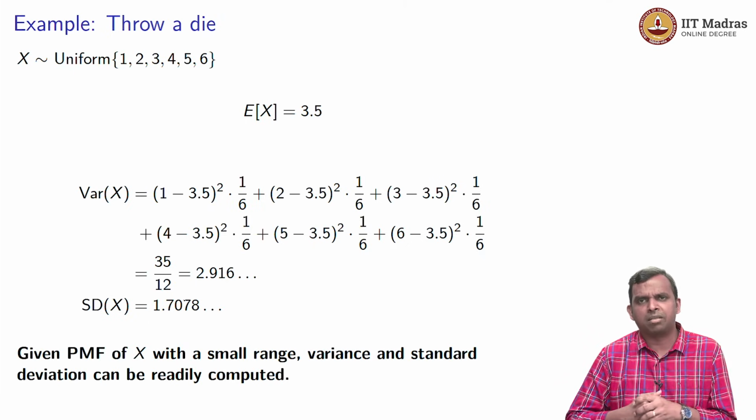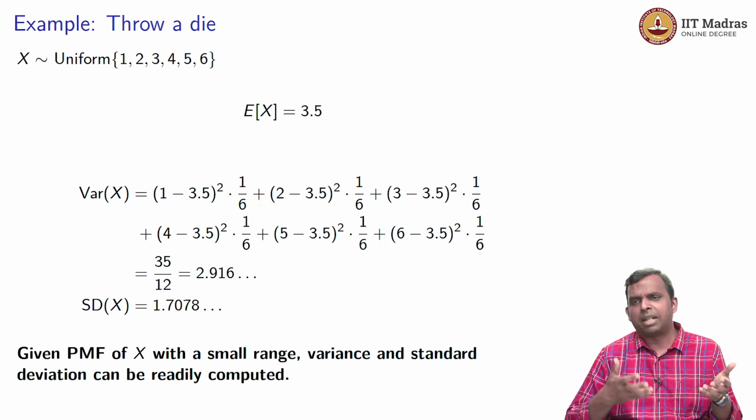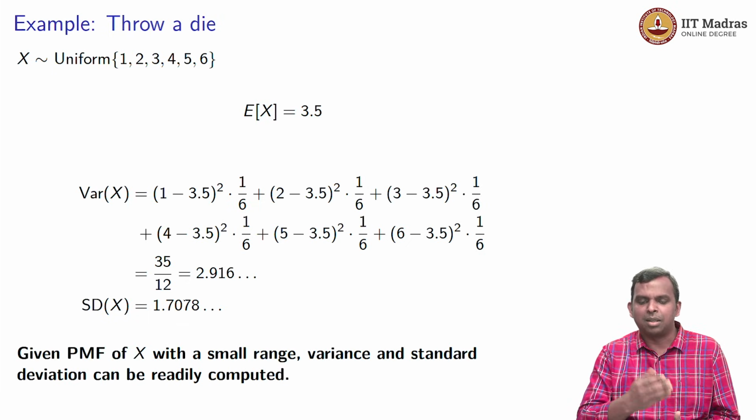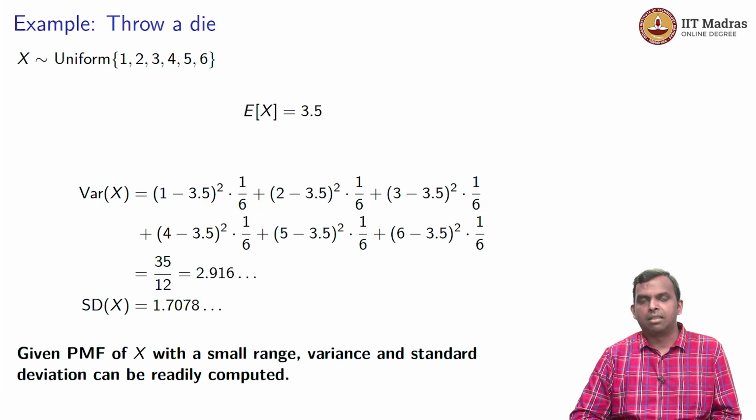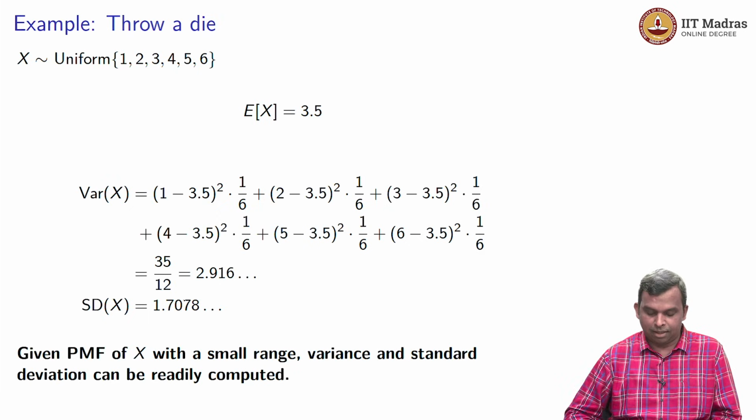Variance is also an expected value. So if you compute the expected value of (x minus E of x) whole squared, you're going to get the variance. We'll see some simulations of this in Python soon enough. Okay, so that's throwing a die. Once again, given the PMF and the range is small, it's easy to do the summation. Variance and standard deviation can be quite readily computed.